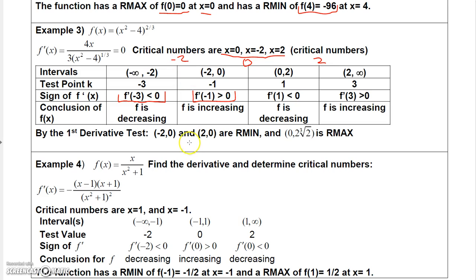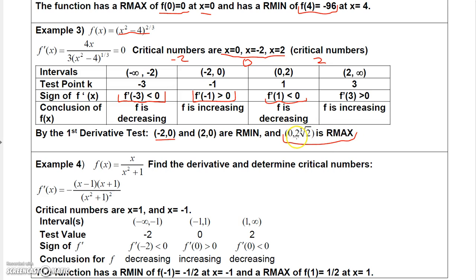If you want to know what that minimum is, go back up in here, plug -2 into this, and you'll get 4 minus 4 is 0 raised to the 2/3, which is 0. So we get a minimum of (-2, 0). -2 is where it occurs, 0 is the minimum. Relative minimum, actually. Now at 0, to the left of 0, the derivative is positive. And when I plugged a number just to the right of 0 in, the derivative was negative. So the derivative is positive to the left of 0, negative to the right of 0. So f of 0 must be a relative max.